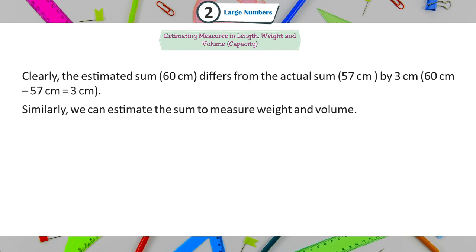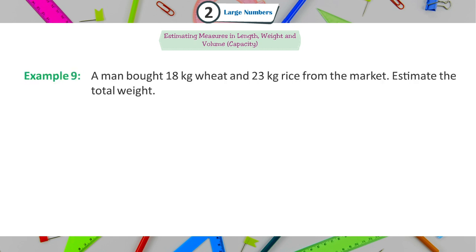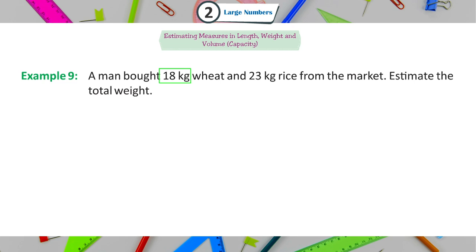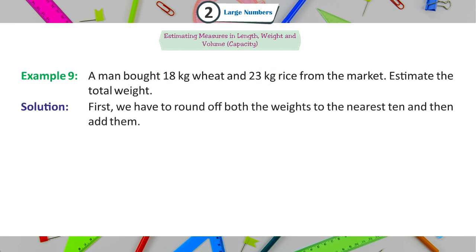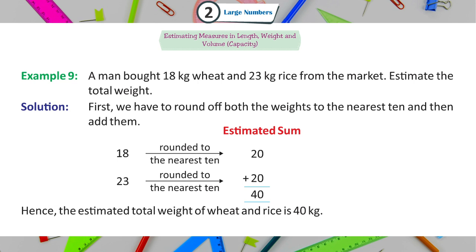Similarly, we can estimate the sum to measure weight and volume. Now, let us consider some examples to learn how to estimate these measurements. Example 9. A man bought 18 kilograms wheat and 23 kilograms rice from the market. Estimate the total weight. Solution. First, we have to round off both the weights to the nearest 10 and then add them. Estimated sum. 18 rounded to the nearest 10 is 20. 23 rounded to the nearest 10 is 20. 20 plus 20 is equal to 40. Hence, the estimated total weight of wheat and rice is 40 kilograms.